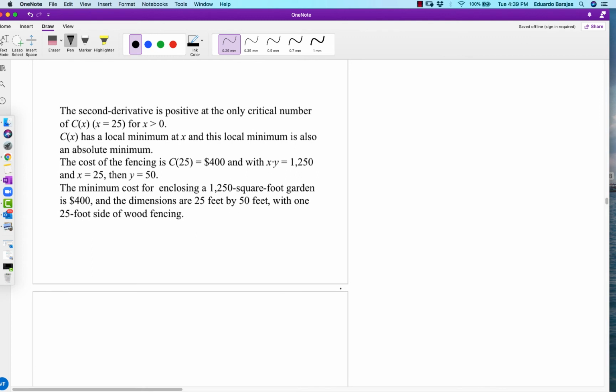So the cost of the fencing will be $400. X times y equals 1250, x equals 25, and y equals 50. So the minimum cost to enclose 1,250 square feet of garden is $400, and the dimensions are 25 by 50 with one 25-foot side of wooden fencing. Okay, same answer I got.